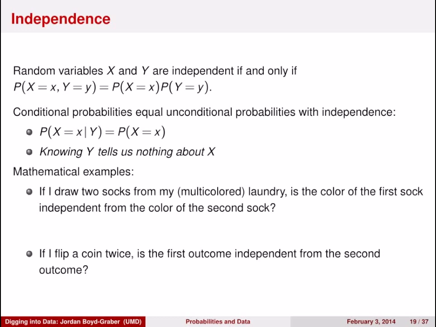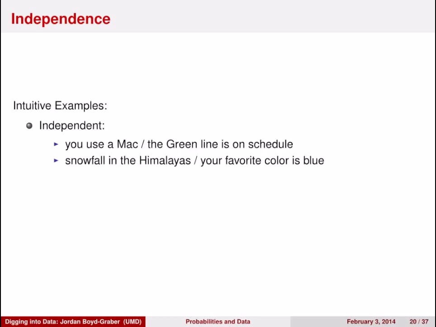However, if you think about coin flips, knowing the outcome of the first coin flip tells you nothing about the outcome of the second coin flip, so long as you have a fair coin. Because independence is so important, let's spend a little bit more time on examples of independence.